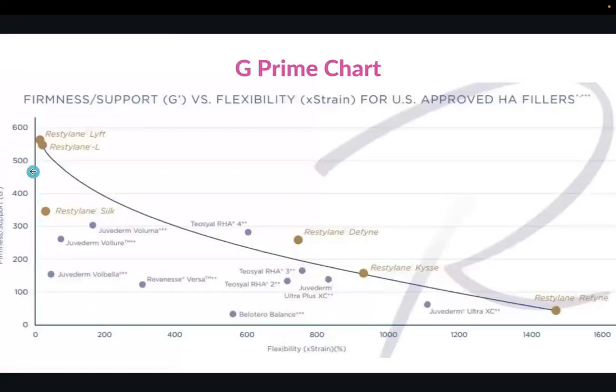This is that G prime chart that we hand out in training. So you have Restylane Lift, which again is one of the highest G prime products out there. And then on the total opposite, you have Restylane Refine, which is the lowest G prime product. So this product is very much like water. And whenever you put it into the patient's layer 1 or layer 2, it really does a great job with those perioral fine lines and wrinkles. It's a great product.